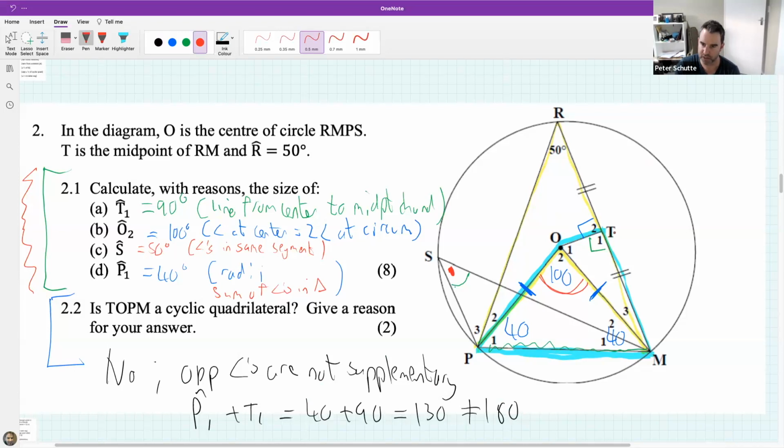We could not fit a circle through this because the opposite angles are not supplementary. Or what we could say is the exterior angle. So look at this angle here. Here's the exterior angle. It's not equal. So T2 is not equal to P1 because T2 was 90 and P1 was 40. And so that would be the other way of showing it, is to show that these 2 are not equal.